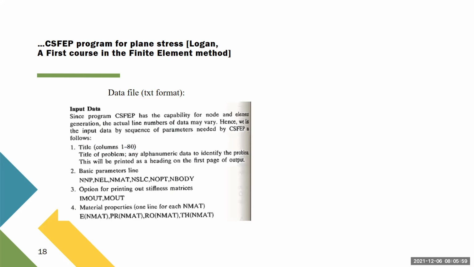So when you have the results, you can see what type of example you're analyzing and what size of mesh is being used or something like that. It's always a good idea to include a good title with a lot of information. You have 80 columns to include that. Basic parameters.